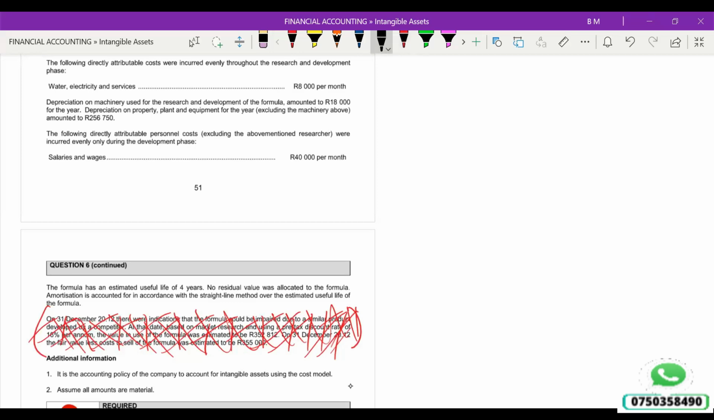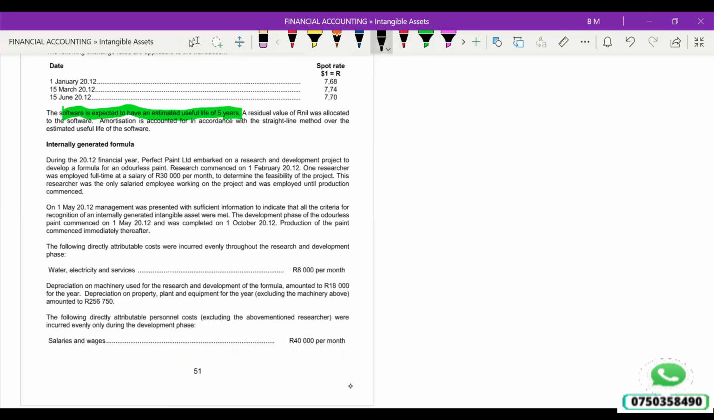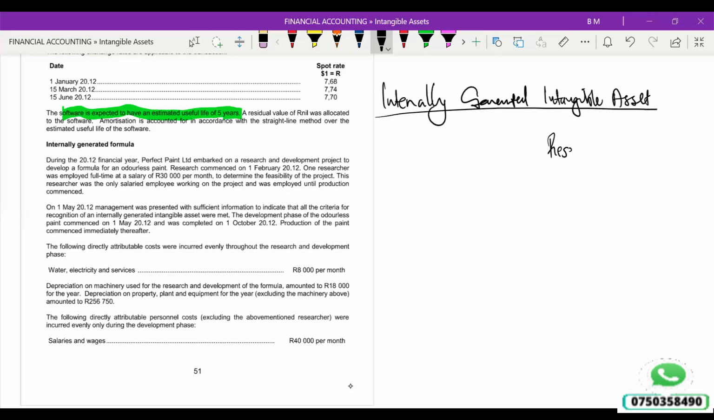Okay, so let's look at research. So we have our internally generated intangible asset. So I'm going to look at research cost, and we say that this research cost, they are what? They are expensed.